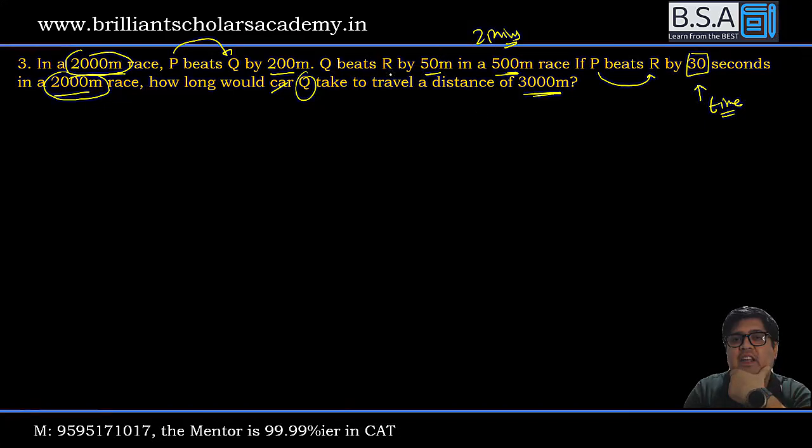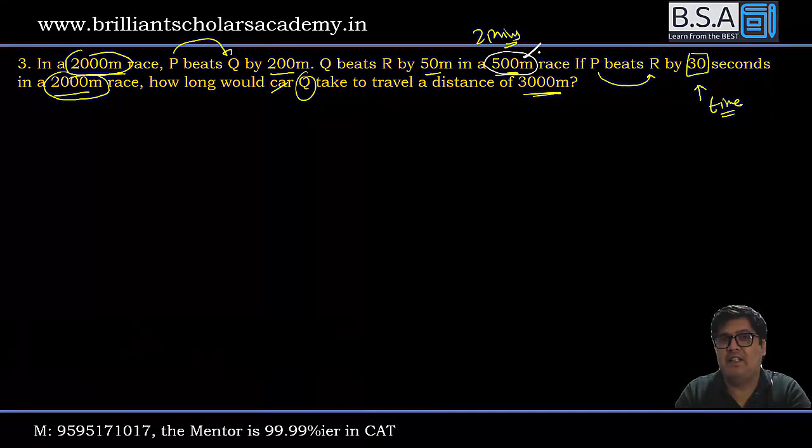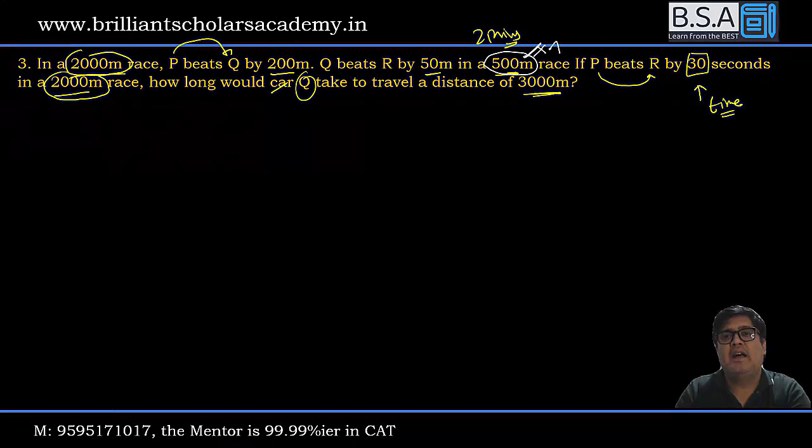This race between Q and R is 500 meters. Is there a way for me to convert this into a 2000-meter race? 4 times. I will multiply this by 4. I will multiply this also by 4. So now all races are 2000 meters.